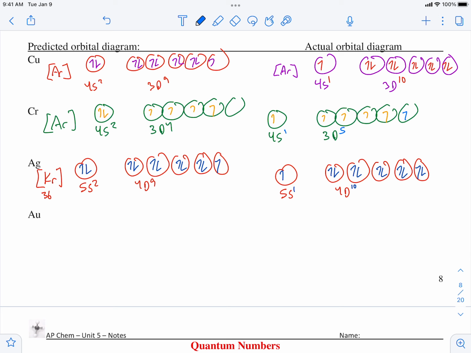Okay. There are other exceptions we're not going to touch, because there's no need to get that deep, right? But weird things happen, especially when sublevels are really close to each other energy-wise.